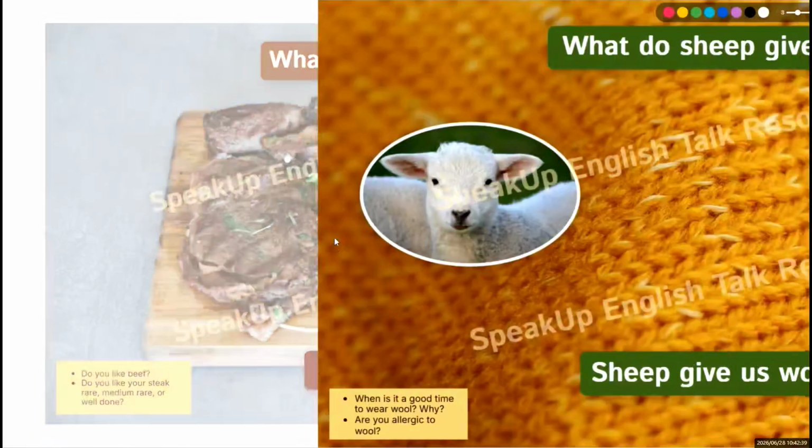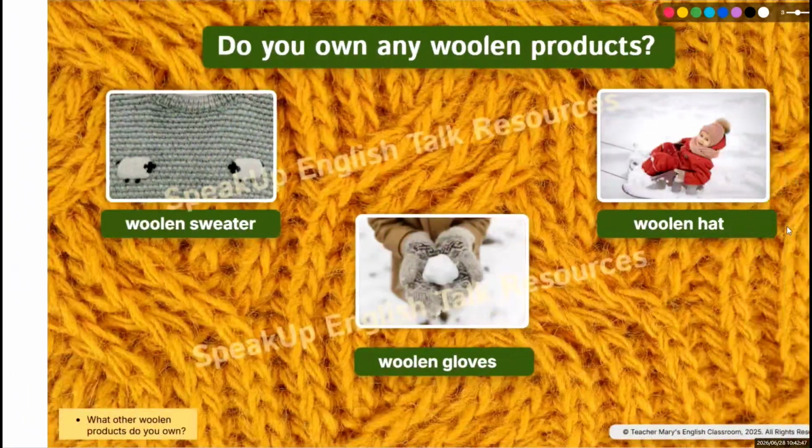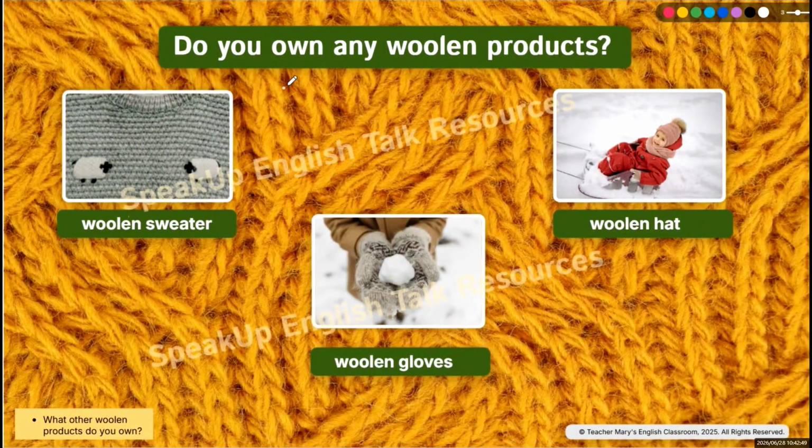Next, I talk about sheep, right? And here's another question: what do sheep give us? Well, it's wool, right? Sheep give us wool. And ask the student, do you own any of these? Do you have any woolen sweater, woolen gloves, woolen hat? And when do you wear these things? Why should you wear it in the winter?